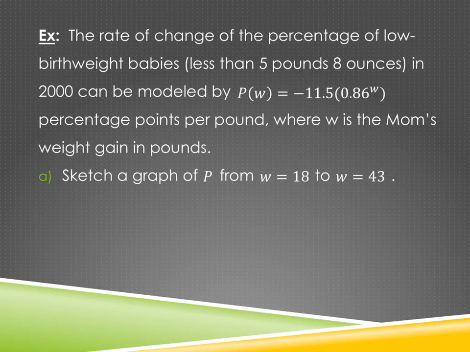Okay, the rate of change in the percentage of low birth weight babies, those are babies weighing less than 5 pounds 8 ounces, in 2000 can be modeled by this equation, percentage points per pound, where W is mom's weight gain in pounds. So the first thing we're going to do is we're going to sketch a graph of the function P from W equals 18 to W equals 43. So grab your calculator, put the equation in that they were giving you. Yes, into Y1 is fine.